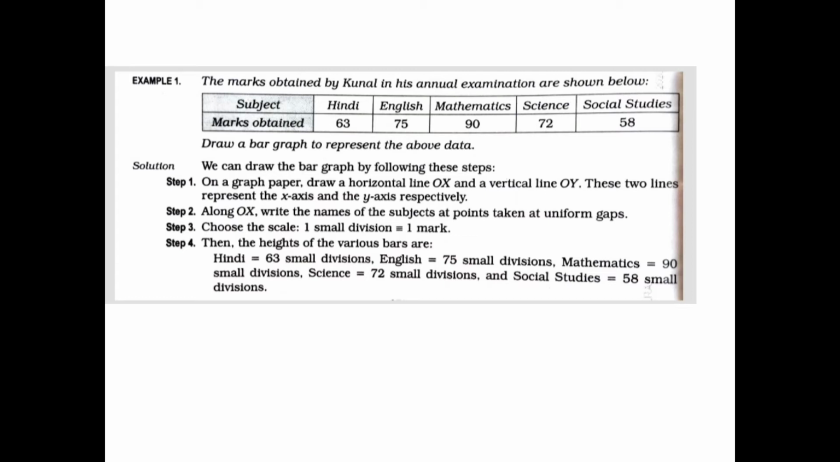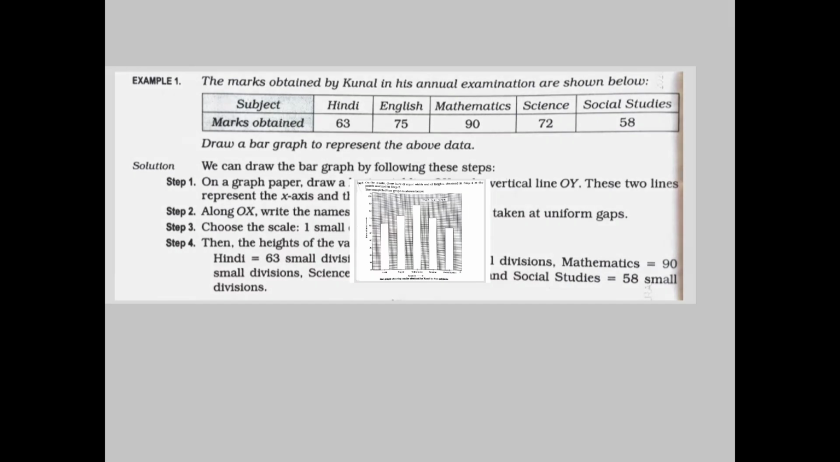So step by step, what is the first step? On a graph paper, draw a horizontal line OX and a vertical line OY, as I told you in the previous slide. These two represent the x-axis and the y-axis. Along OX, write the name of the subject at points taken at uniform gaps. Choose the scale: one small division is equal to 1 mark. Then the heights of the various bars are shown in the graph.